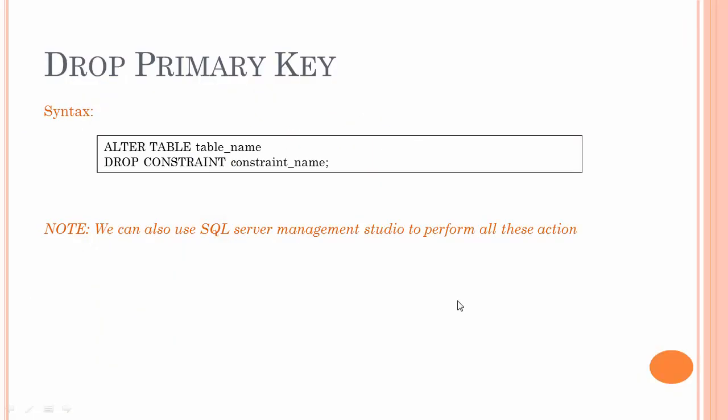So what we had learned in this tutorial, we had learned what is primary key and how to apply primary key while creating table and while altering table using query and directly from SQL Server Management Studio tool. And we had also seen how to drop primary key using SQL query and from Management Studio tool as well.